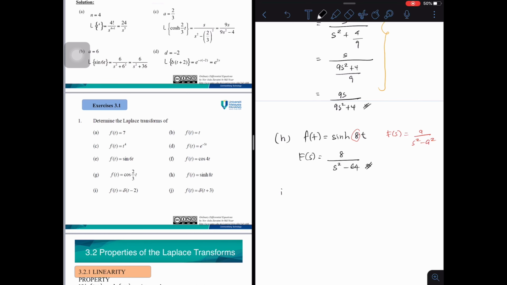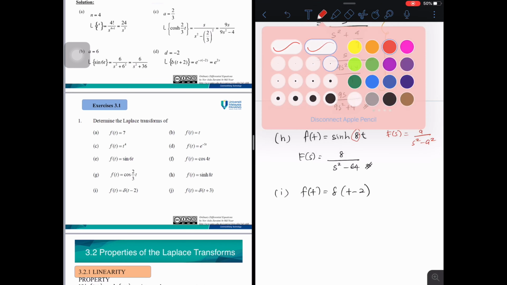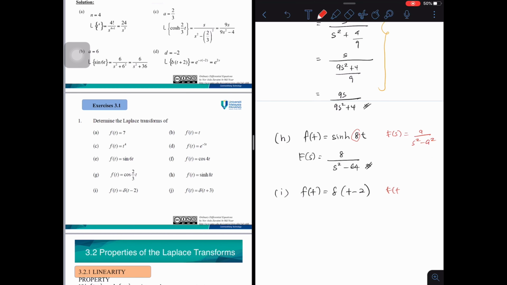For I, you have f(t) equal to delta(t minus 2), where the formula to find the Laplace transformation for the delta function is e^(-sd). So now your d is equal to 2, just put it inside the formula here, so you can find out F(s) equal to e^(-2s).